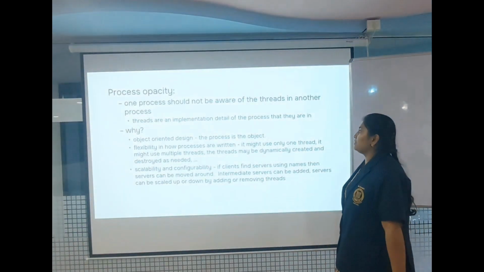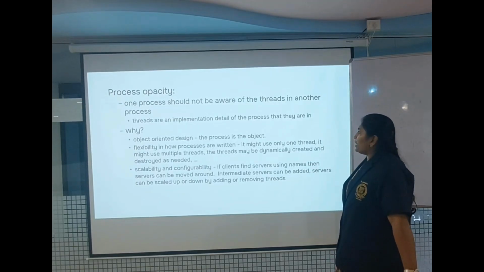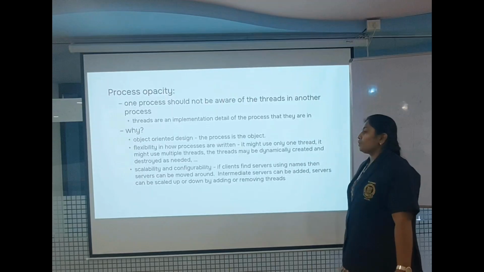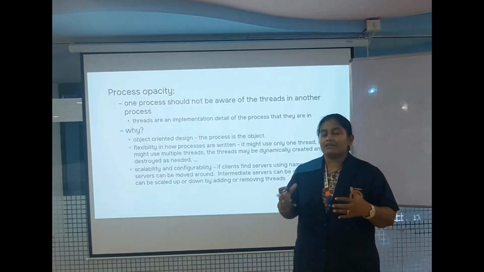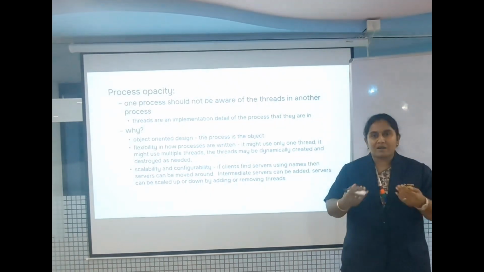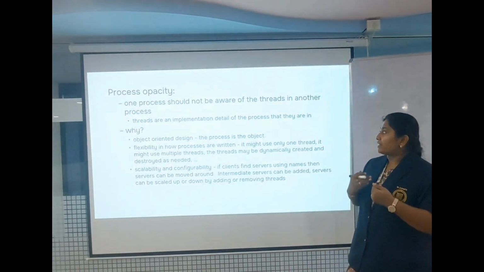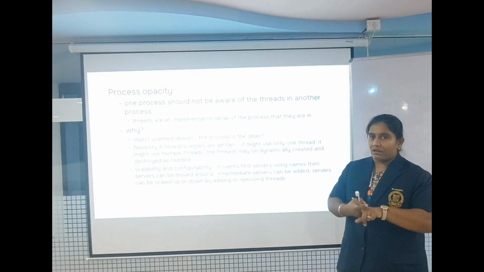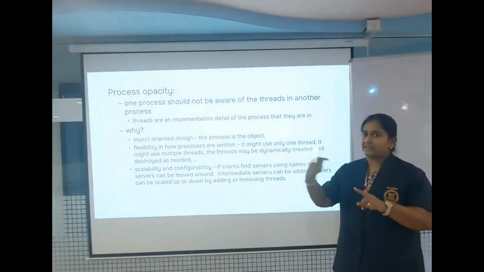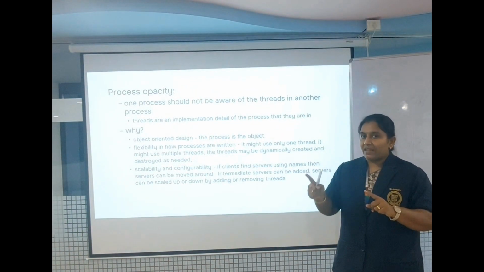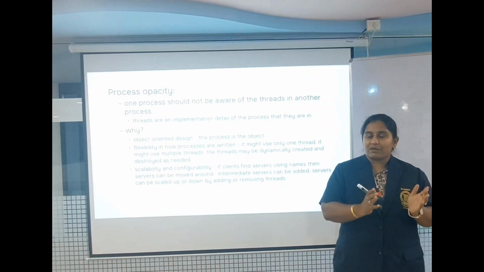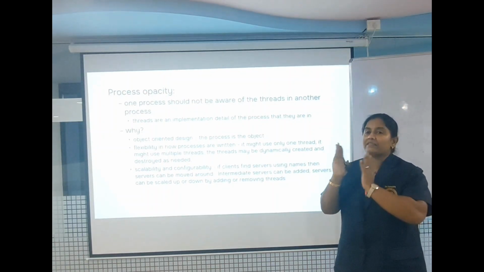Now, process opacity. This is one very important point for any programmer to be aware of. One process should not be aware of the threads in another process. So this is a rule. Any resource, like I said, the resources of a process are localized to it. So is the thread. The threads are the implementation detail of the process, and they are not open or available to any other process to access. The resources can be shared, however, the threads are completely opaque. The thread that belongs to one process cannot be accessed by another process.